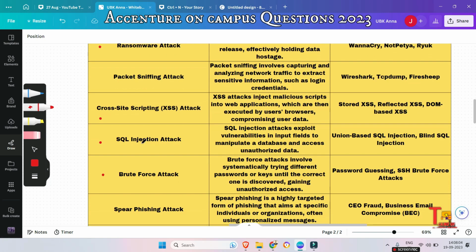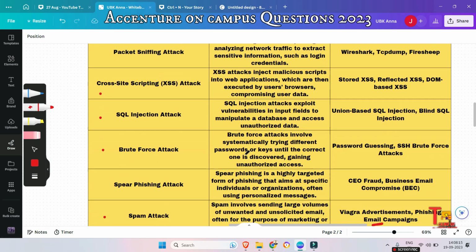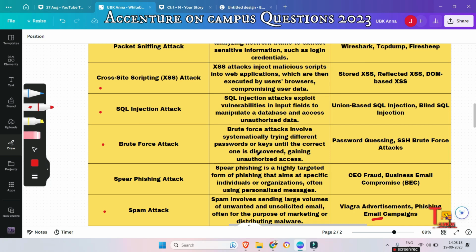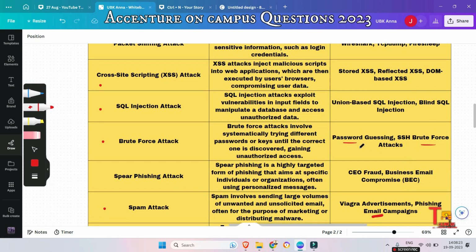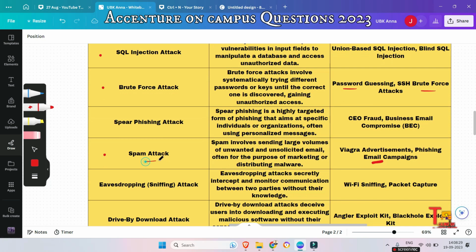And SQL injection attack, this is very important, right? SQL injection attacks exploit vulnerabilities in input fields to manipulate a database and access unauthorized data, right? And brute force attack, it is also important but not often asked, but the example is important. Password guessing or SSH brute force attacks, they may ask from the example, right? Okay, spam attack, it's very important. It is repeatedly asked in the Accenture exam, right? So spam involves sending large volumes of unwanted and unsolicited email, often for the purpose of marketing or distributing malware, right? So this is very important.